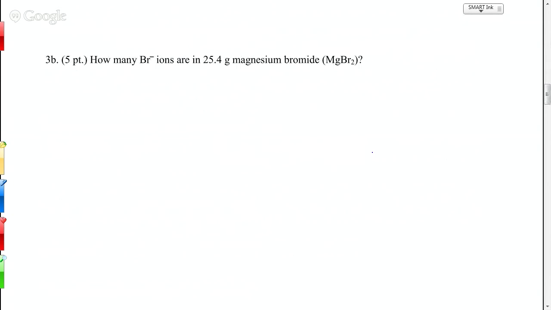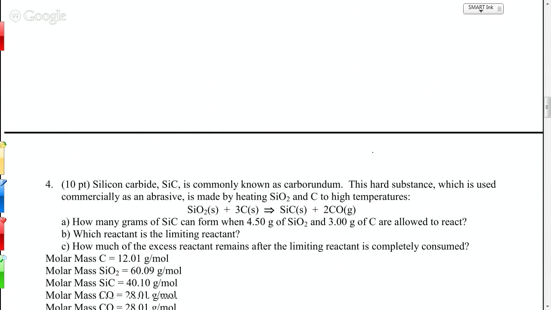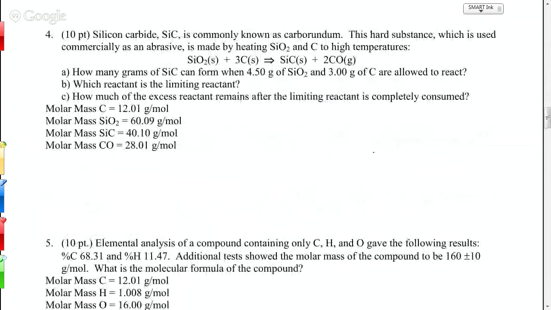All right, let's skip down. Did anybody get to number 4 yet? Take a look at number 4 if you haven't had a chance to work it out yet. See if you can work this one out now, because this is a good example of one of these big mole-gram calculations that involves limiting reactant as well. So it applies to what you're doing in lab. Give yourself a few minutes to work this one out, and then we'll talk about it.